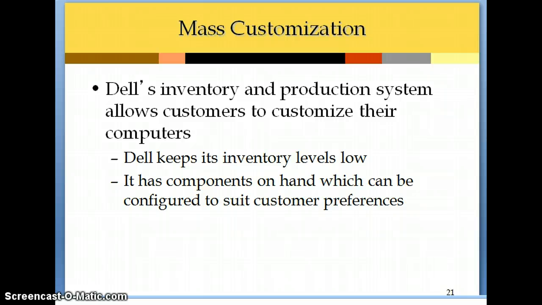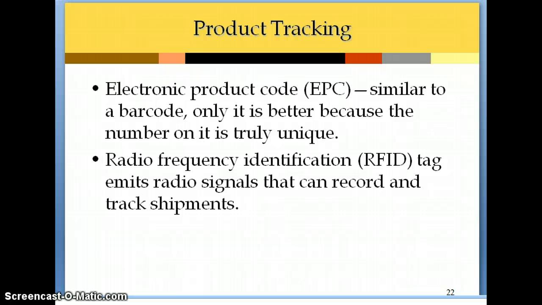Dell's inventory and production system allows customers to customize their computers. Dell keeps its inventory levels low, so it does just-in-time inventory supply. It has components on hand that can be configured to suit customers' preferences.